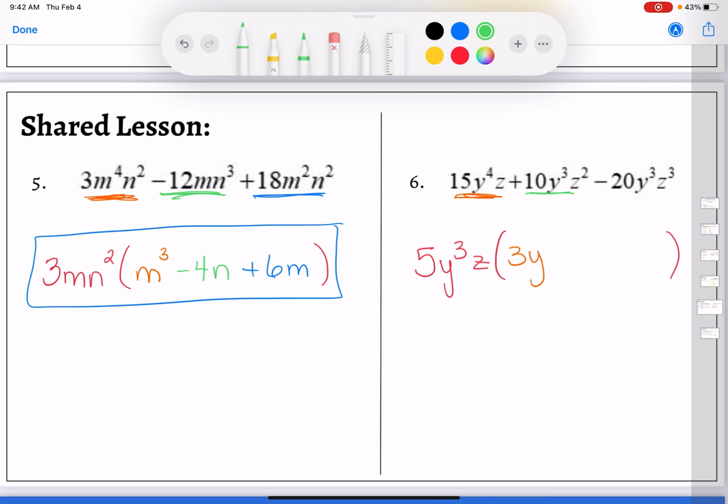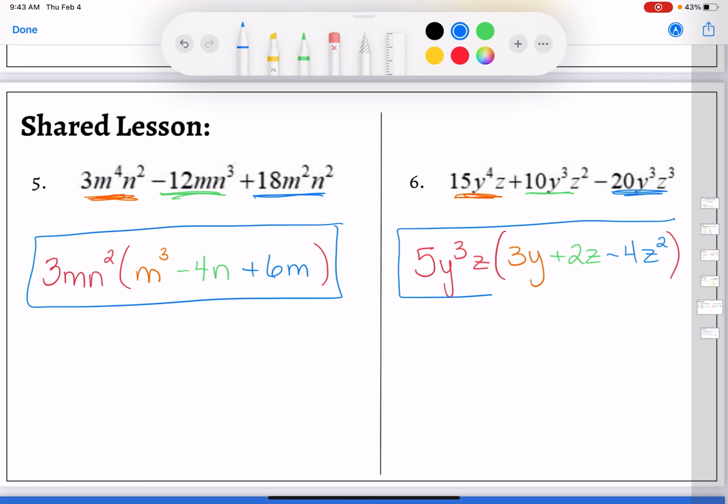Middle term, 5 times positive 2 gives me positive 10. I already have my y to the third. I have z, but I need to get to z squared, so I need 1 more z on that term. Last term here, 5 times negative 20, I mean 5 times negative 4 gives me negative 20. I have y to the third, that was all I needed. I have z, I need to get to z to the third, so I need z squared to get there.